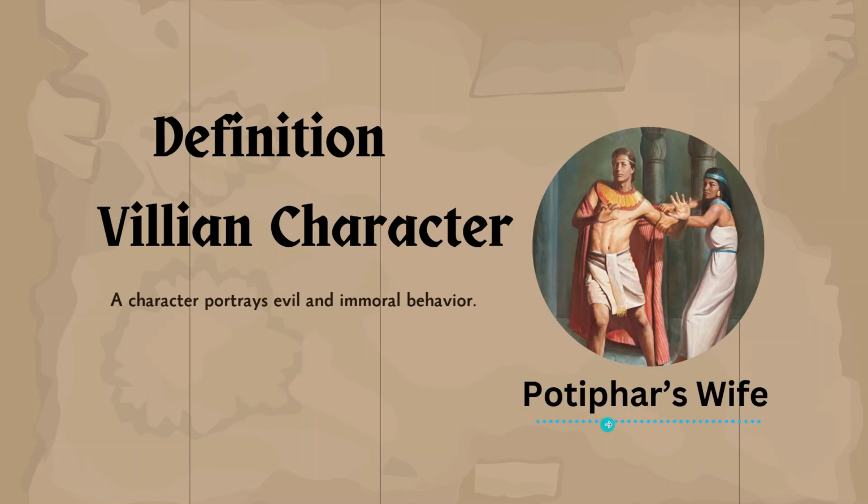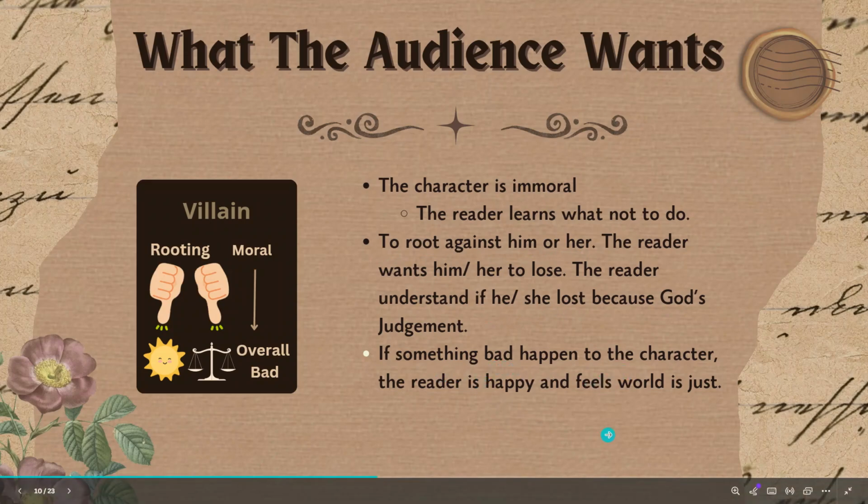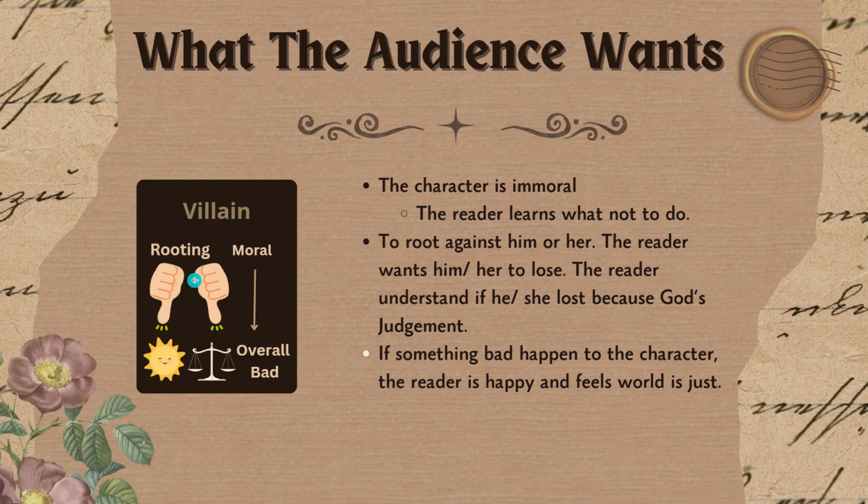Now the definition of a villain character: a character who portrays evil and immoral behavior. In this example it is Potiphar's wife, 100% evil. She falsely accused him. So what does the audience want? The character is immoral, and the reader learns what not to do. Root against him or her. The reader wants him or her to lose, and understands they lost because of God's judgment. If something bad happens to the character, the reader is happy and feels the world is just. So that's why I made this: with the villain we are rooting against them, and morality is down to zero.